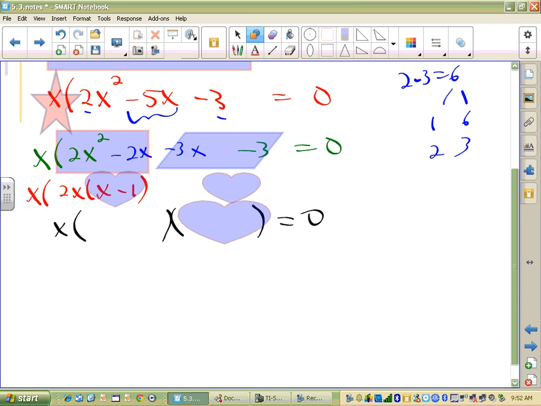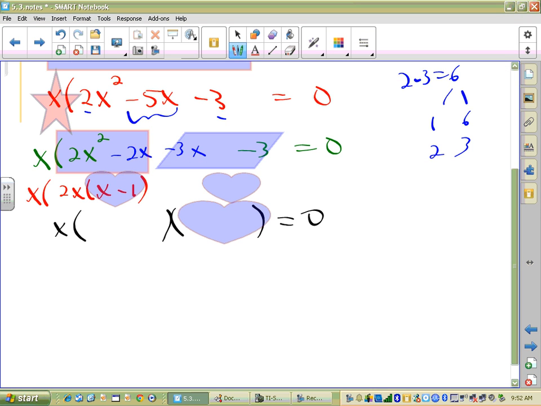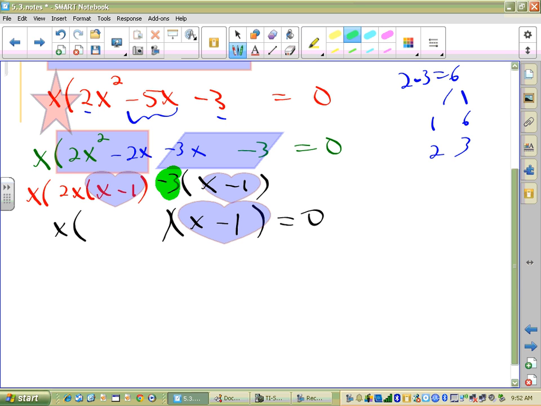Okay? So if we direct our attention to this right here, then we factor out a negative 3 out of that. So we factor out a negative 3, which leaves behind x minus 1. Surprise, surprise. All right, so x minus 1 is one of our binomials. The other binomial is comprised of the stuff that we factored out. So our other binomial then is going to be 2x minus 3.